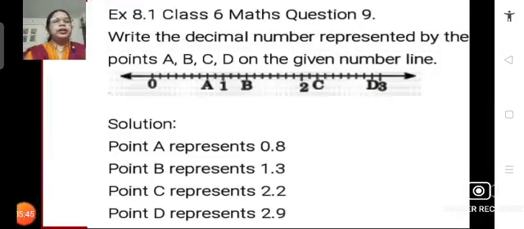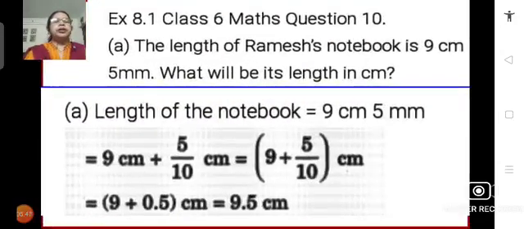Now let's move on to the next question. Question number 10, exercise 8.1. It has two parts. Part 1, part A. The question is, the length of Ramesh's notebook is 9 cm 5 mm. What will be its length in centimeter?